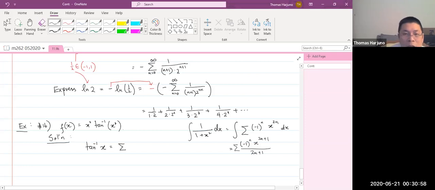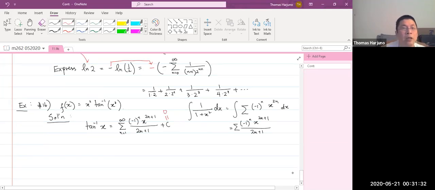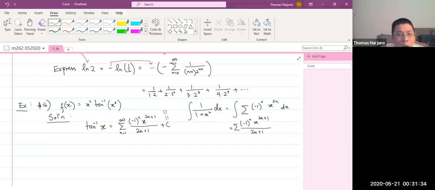So that's an alternating series: the sum of (-1)^n x^(2n+1) over 2n+1. Plus a constant supposedly, but we find out the constant was 0, so I will just ignore it, because when x equals 0, tangent inverse 0 is 0. Now from there, what happens if I replace my x by x cubed?